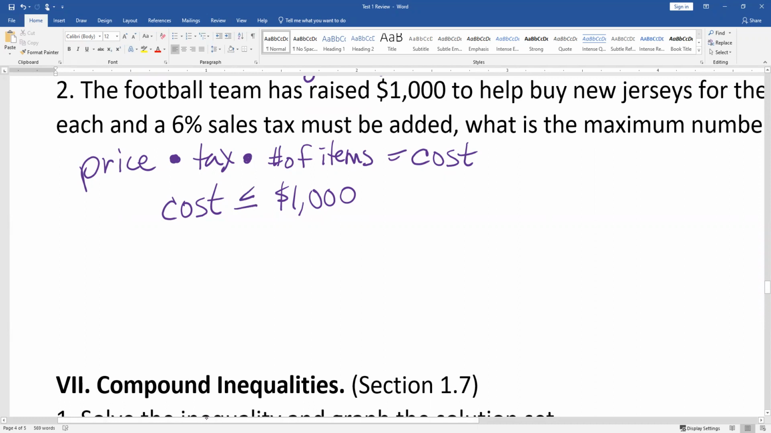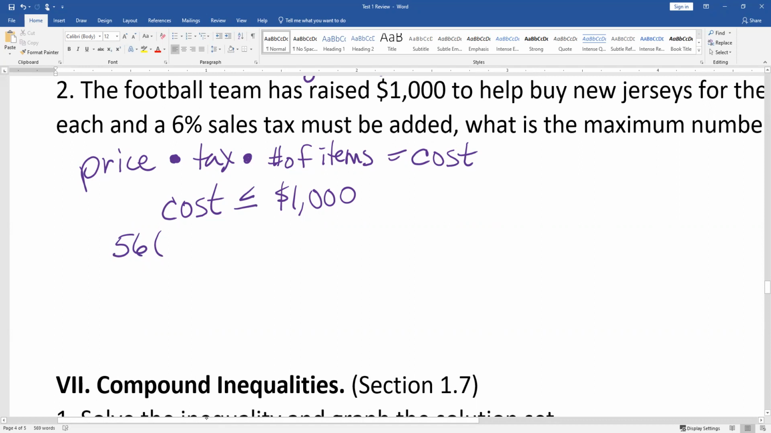So $56 times, now here's the thing, if you multiply it times the tax, you're only going to calculate the tax, right? Because think about it, 56 times 6% is a very small number.